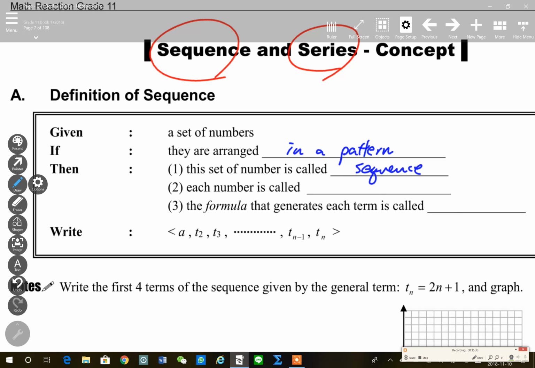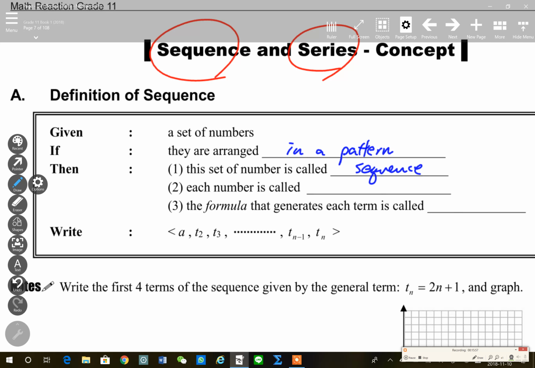Okay, think about the Harry Potter series. Do they call it the Harry Potter sequence? No, they say Harry Potter series, because series means all together. We call that a series. So series is adding up, but sequence is just one by one.